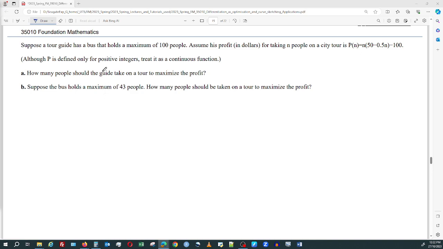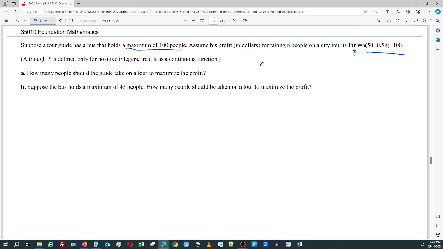All right, so a tour guide has a bus that holds a maximum of 100 people, so that's important information. Assume his profit in dollars for taking N people on a city tour, a function of N, is this, although P is designed only for positive integers. How many people should the guide take on a tour to maximise the profit? Suppose the bus holds 43 people. How many people should be taken on the tour to maximise the profit? So we've got some functions to work out.